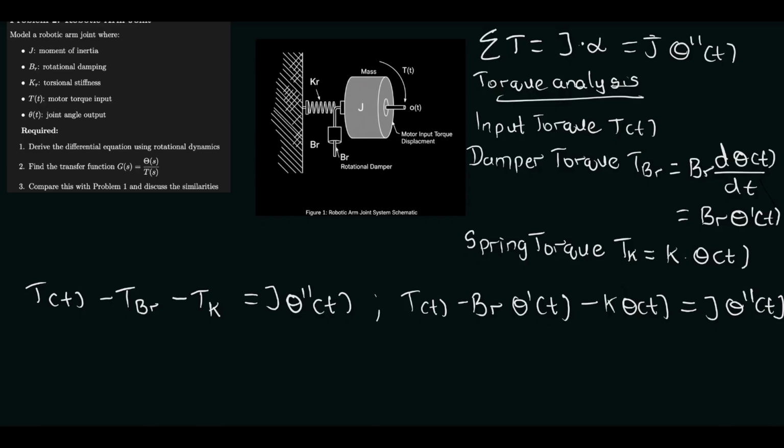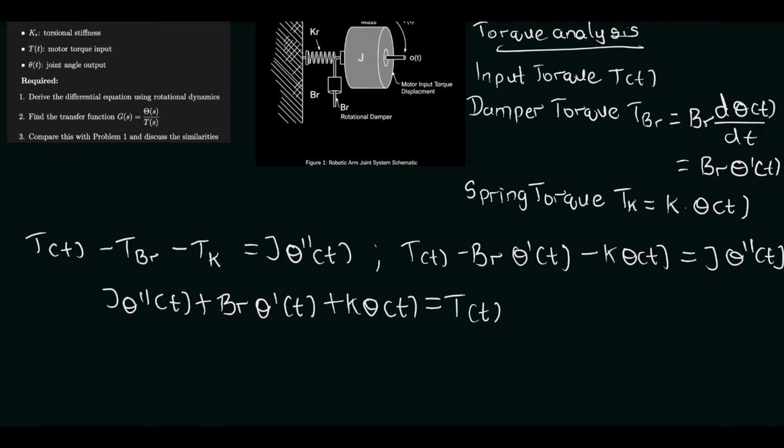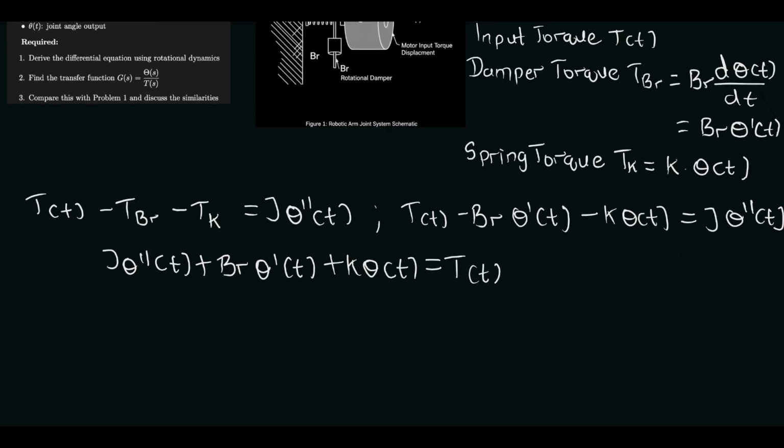Now we have gotten our differential. Let's rearrange it as J theta prime prime of t plus B_R theta prime of t plus K theta of t equals T of t. So we are done with the first question. We have derived the differential equation. Now let's find the transfer function.